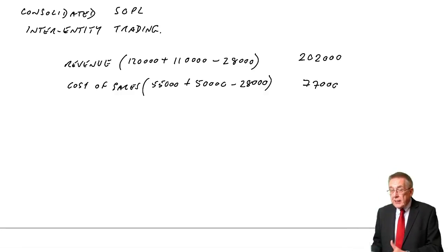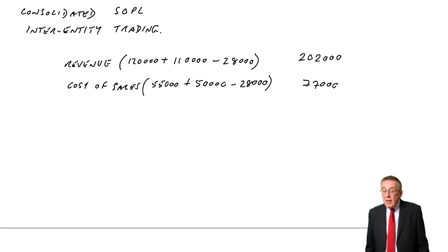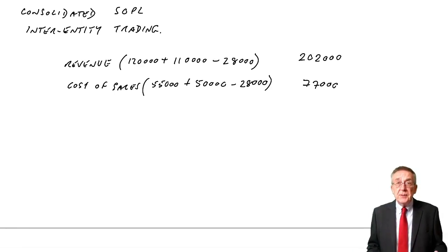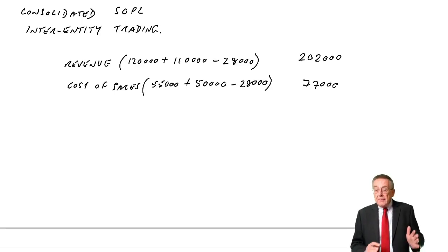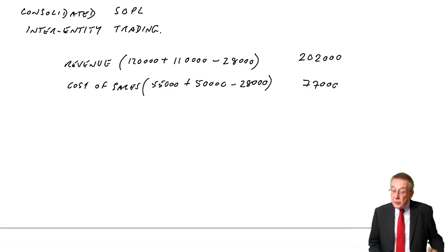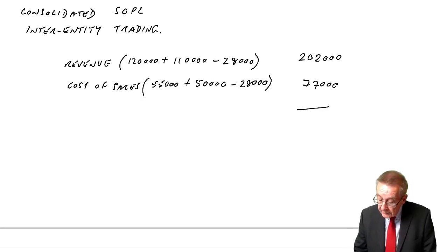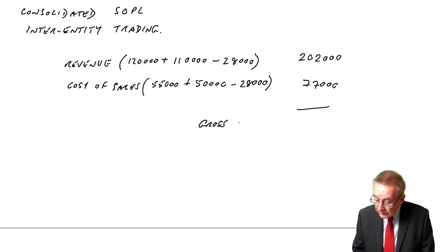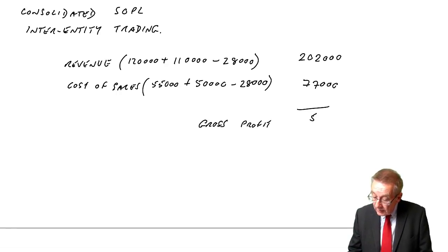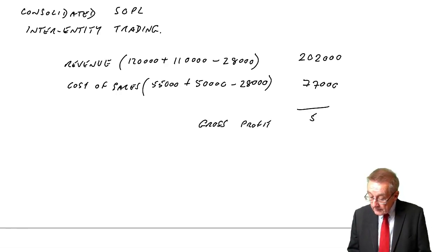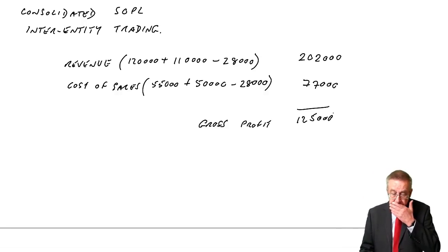Now, in a minute, there is one extra problem. I'm going to need to change this, as you'll see. But certainly, if there are any intergroup sales, take the amount off the revenue and take the amount off the cost of sales, and that would have left us with a gross profit of 125,000.